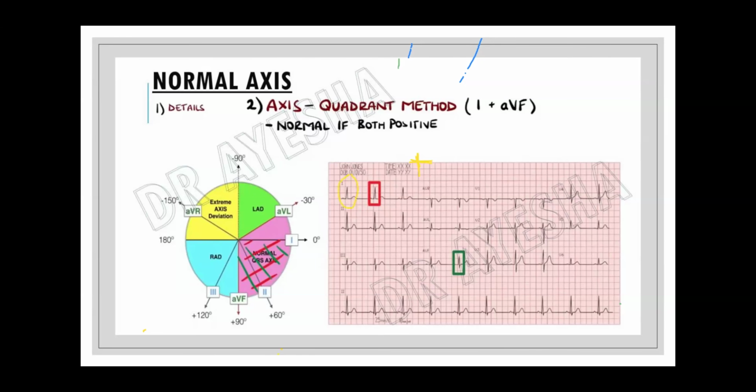Okay, so if lead 1 is positive, let me draw my diagram. If you have a problem, just make the diagram of a sphere and make 4 quadrants. Now you have seen lead 1 is completely positive. If lead 1 is completely positive, you have an idea that this whole region is for positivity.